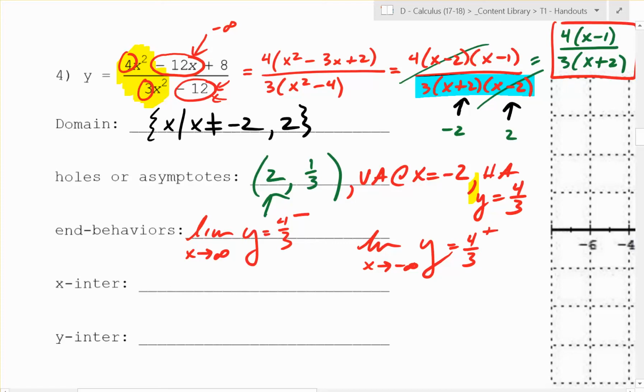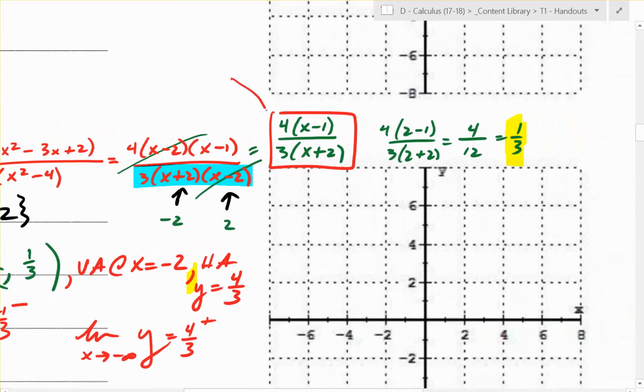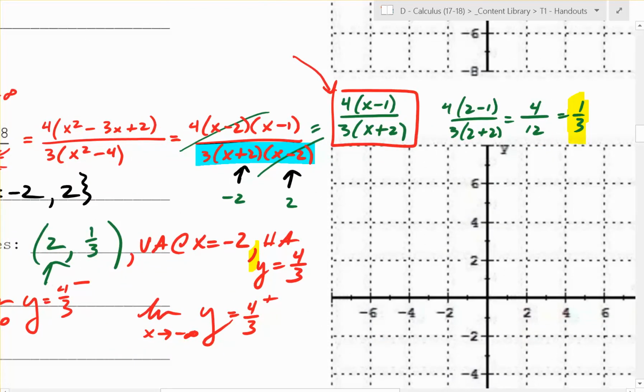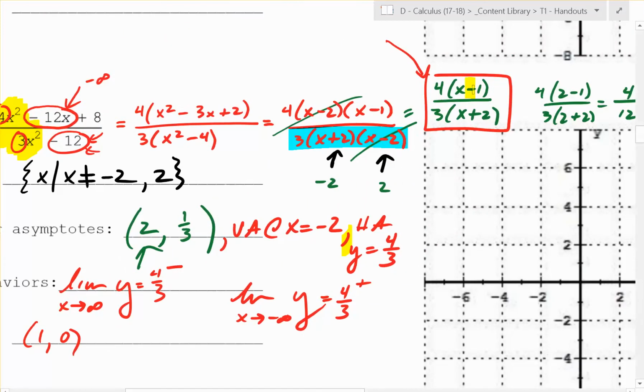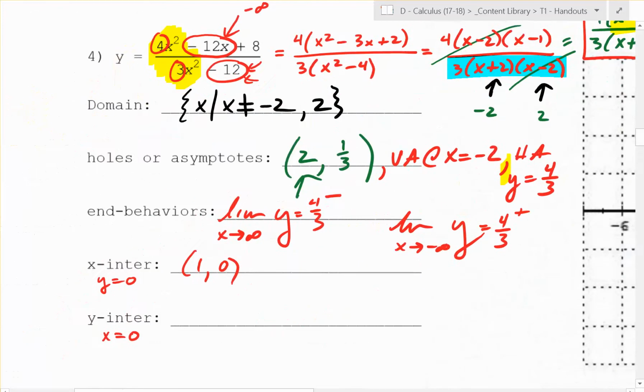The x-intercept is when y is 0, and the y-intercept is when x is 0. So you can really just look at the simplified form here. How do you make that whole thing equal 0? Well, that's when x is equal to 1. When x is equal to 1, the whole thing is 0 because of this term. When you plug in 1, the whole fraction becomes 0.